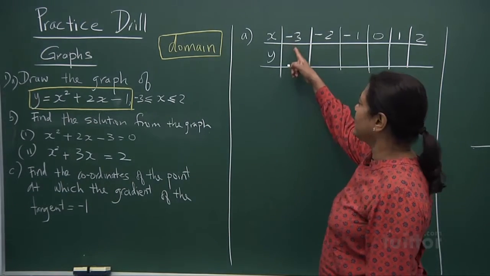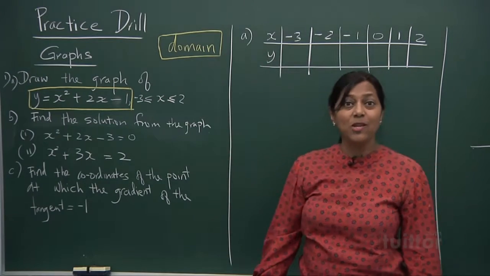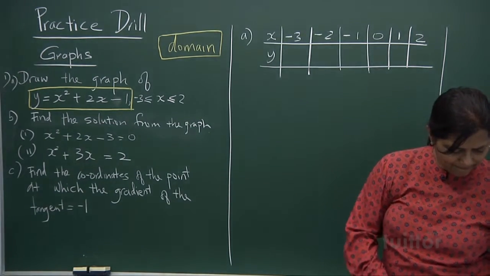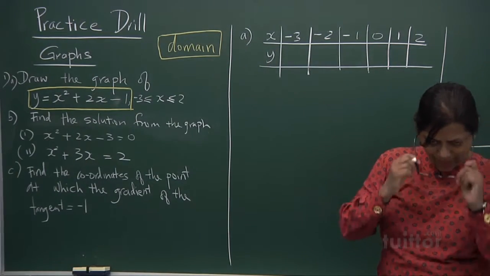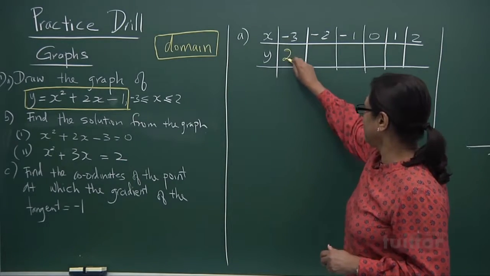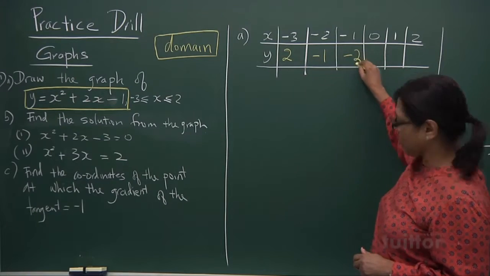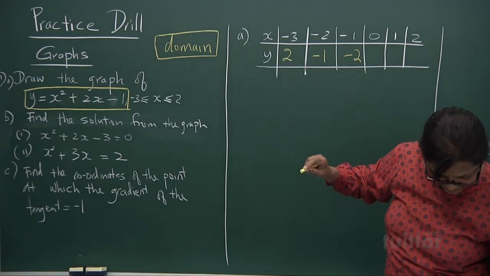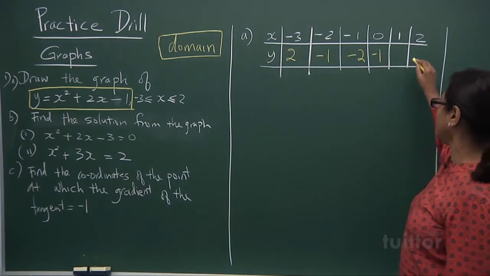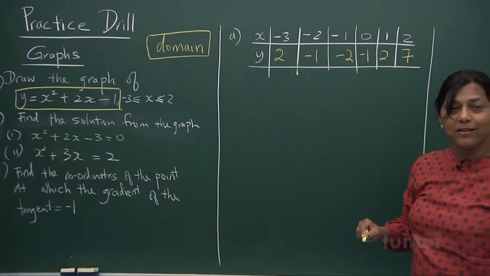Now when x is minus 3, fit it in. All these values fit it in, and you get your reading. So your reading will be, you will get a 2, yes. And here will be a minus 1, a minus 2. You would have got that, and you would get a minus 1, and the last two readings you would have got is a 2 and a 7. You would have got that.